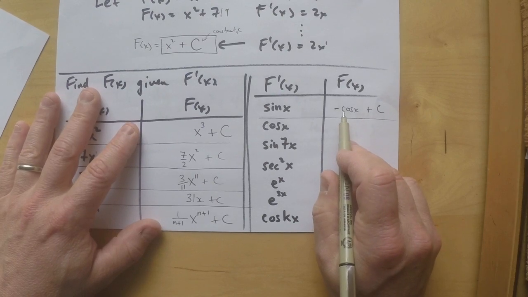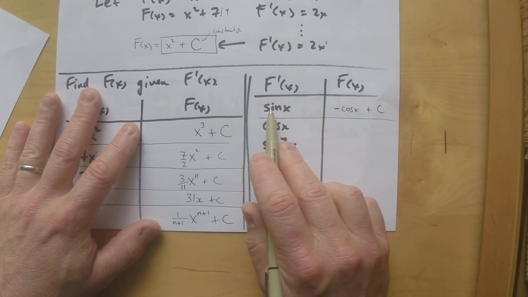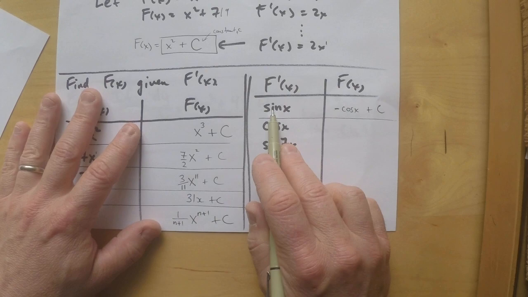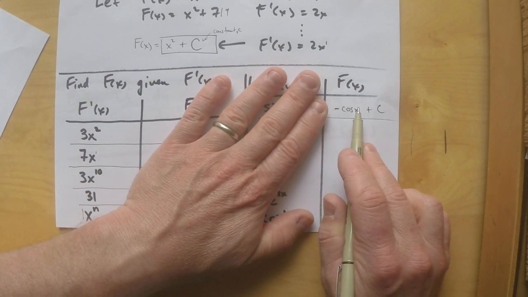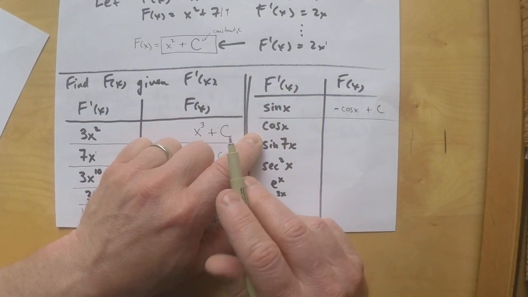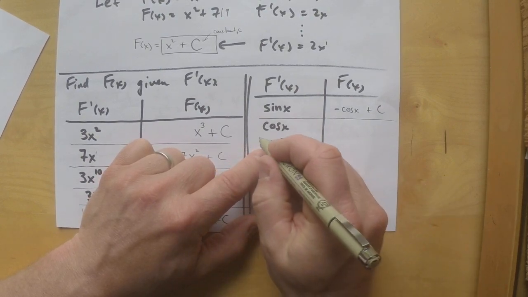So you just got to be careful. You just got to think. Remember, we're not taking the derivative of sine. We are finding a function whose derivative is sine. So you've got to be careful.